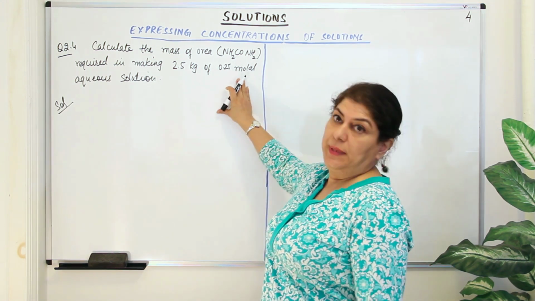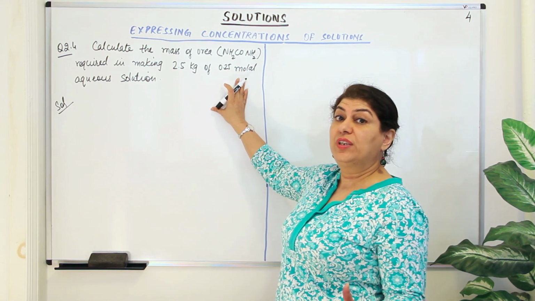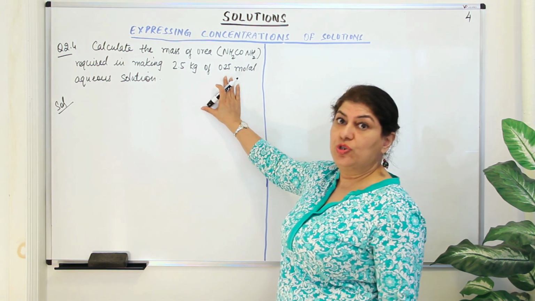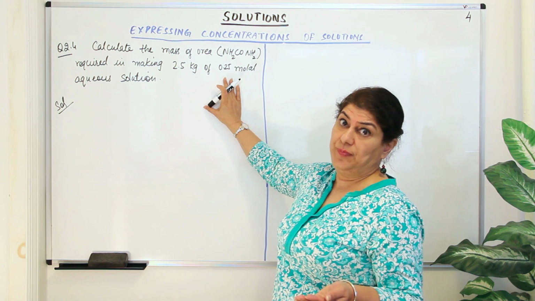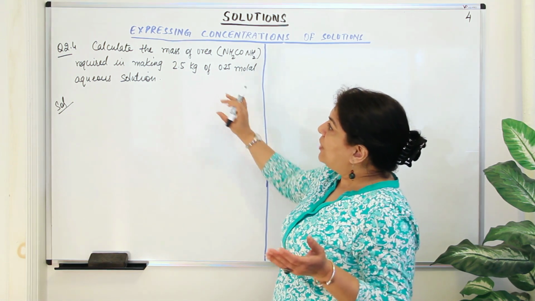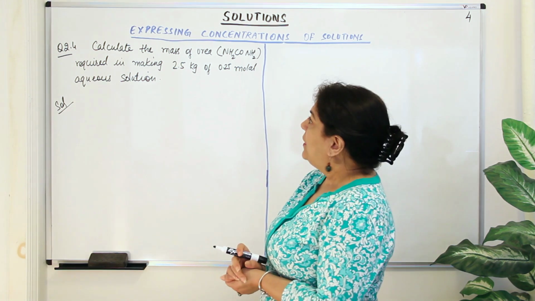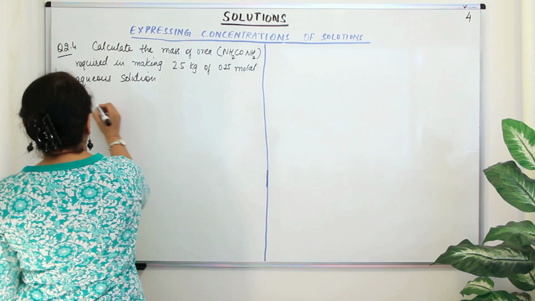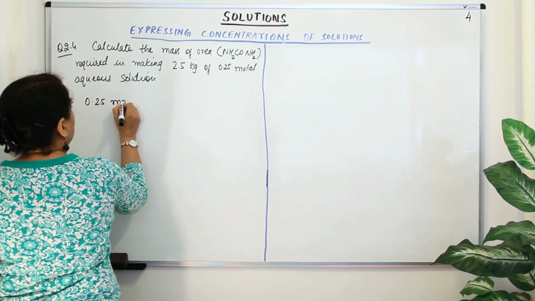What does molal mean? It means the number of moles present in 1 kg of the solvent. So the number of moles of solute divided by the mass of solvent in kg. So you have to calculate the mass of urea. You're required to find out the mass. So you have 0.25 molal solution. What does 0.25 molal solution mean?